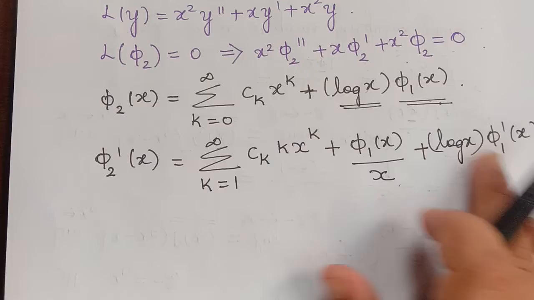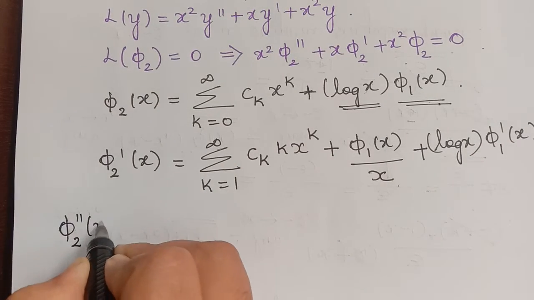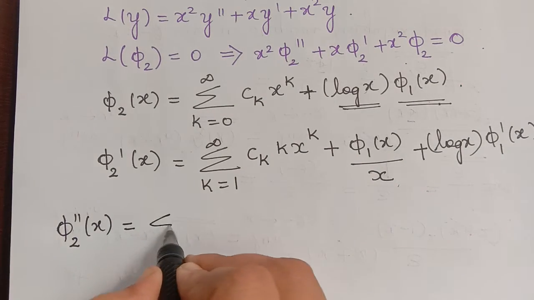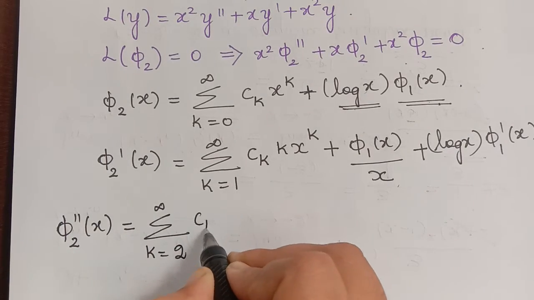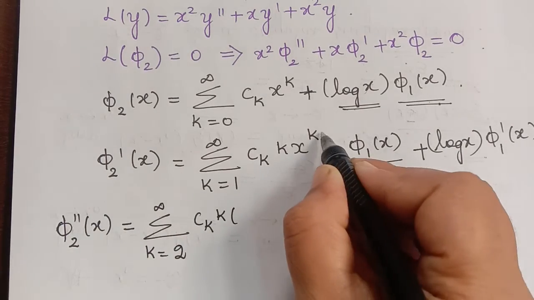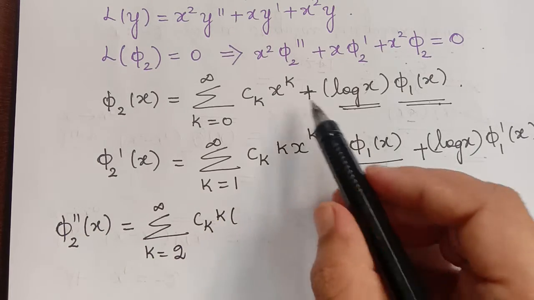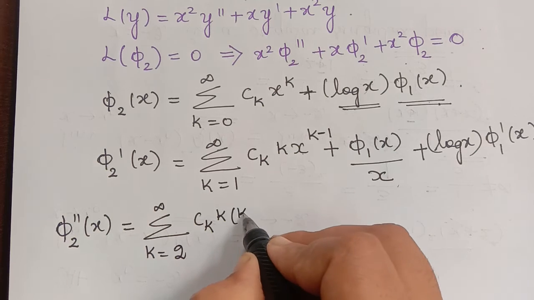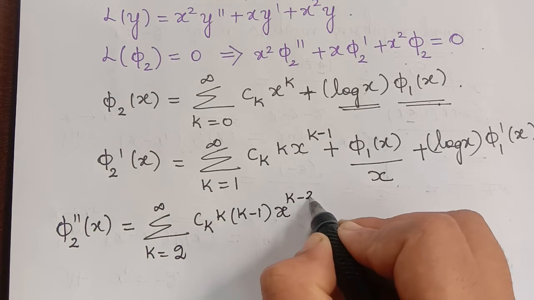Now using this, we will find phi 2 double dash of x. Differentiating this again, we get summation k equal to 2 to infinity ck k multiplied with k minus 1. Please make that correction, I didn't write it here, because after differentiation it will become k minus 1 here. So again differentiating, k into k minus 1 x to the power k minus 2.